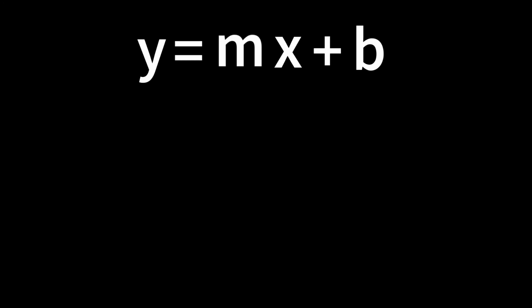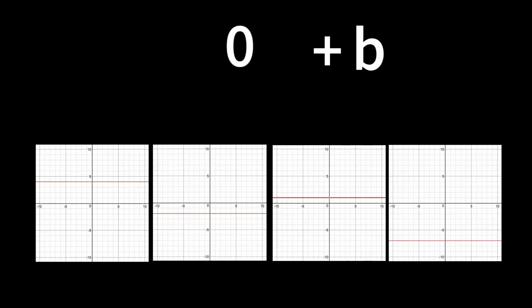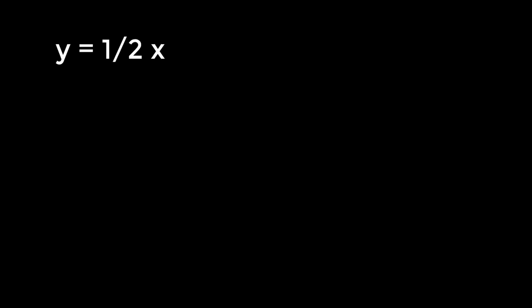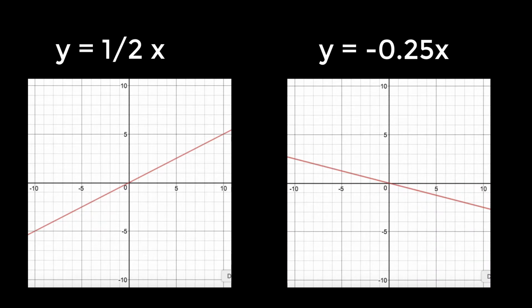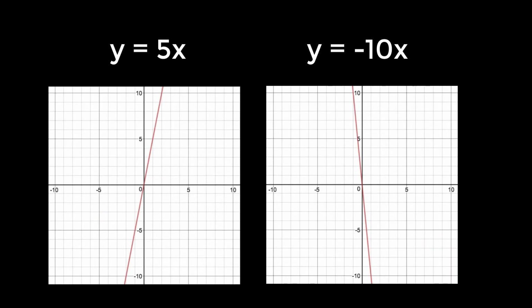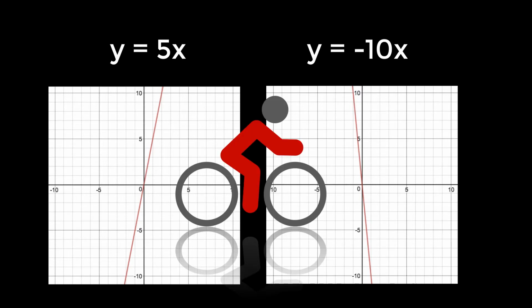If the number is exactly 0, that means the line is completely flat. If the number is close to 0, like 1/2 or -0.25, it is still pretty flat, but not perfectly flat. The farther the number gets away from 0, the steeper the line gets. Remember, steep means rising or dropping quickly, like a hill that you don't want to bike up or bike down.